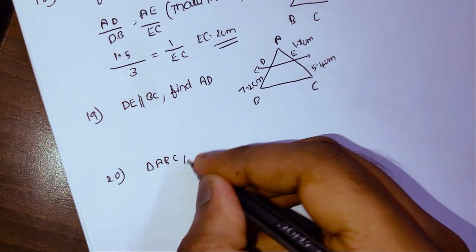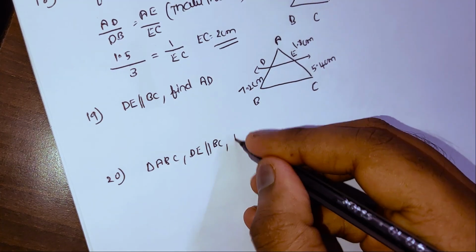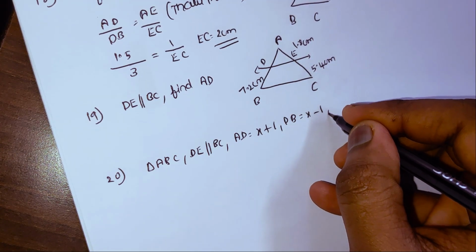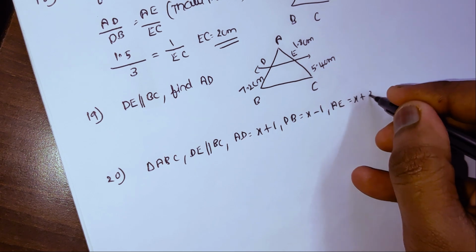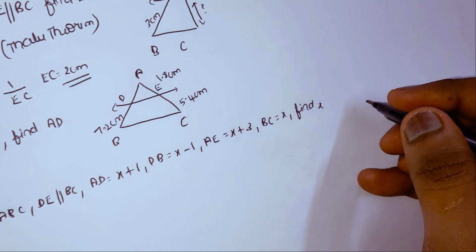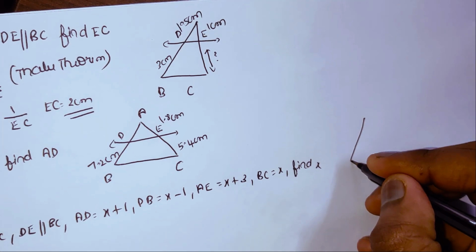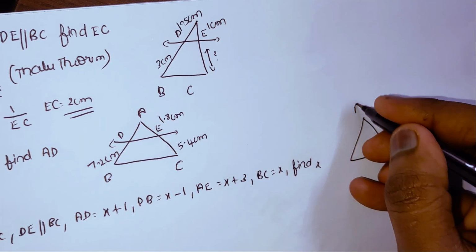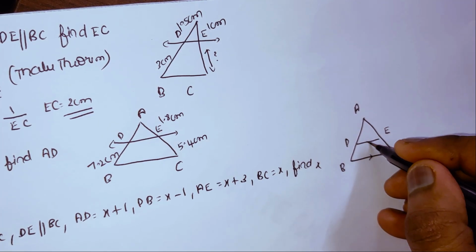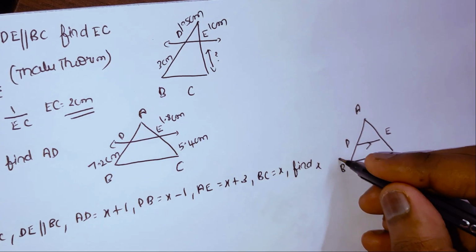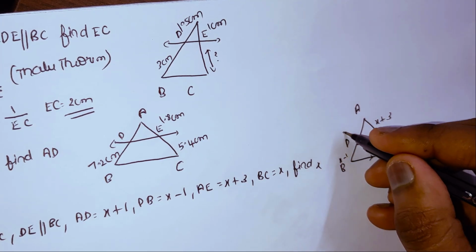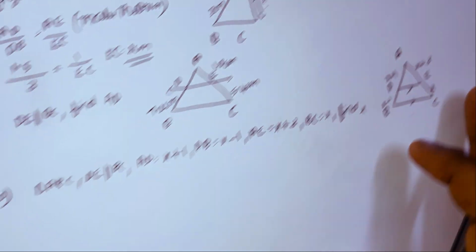Triangle ABC, DE is parallel to BC. AD is equal to x plus 1. DB is equal to x minus 1. AE is equal to x plus 3. And BC is equal to x. Find the value of x. I will draw the diagram. ABC. DE is given as parallel to BC. This is x minus 1. This is x. This is x plus 3. This is x plus 1. To find the value of x.